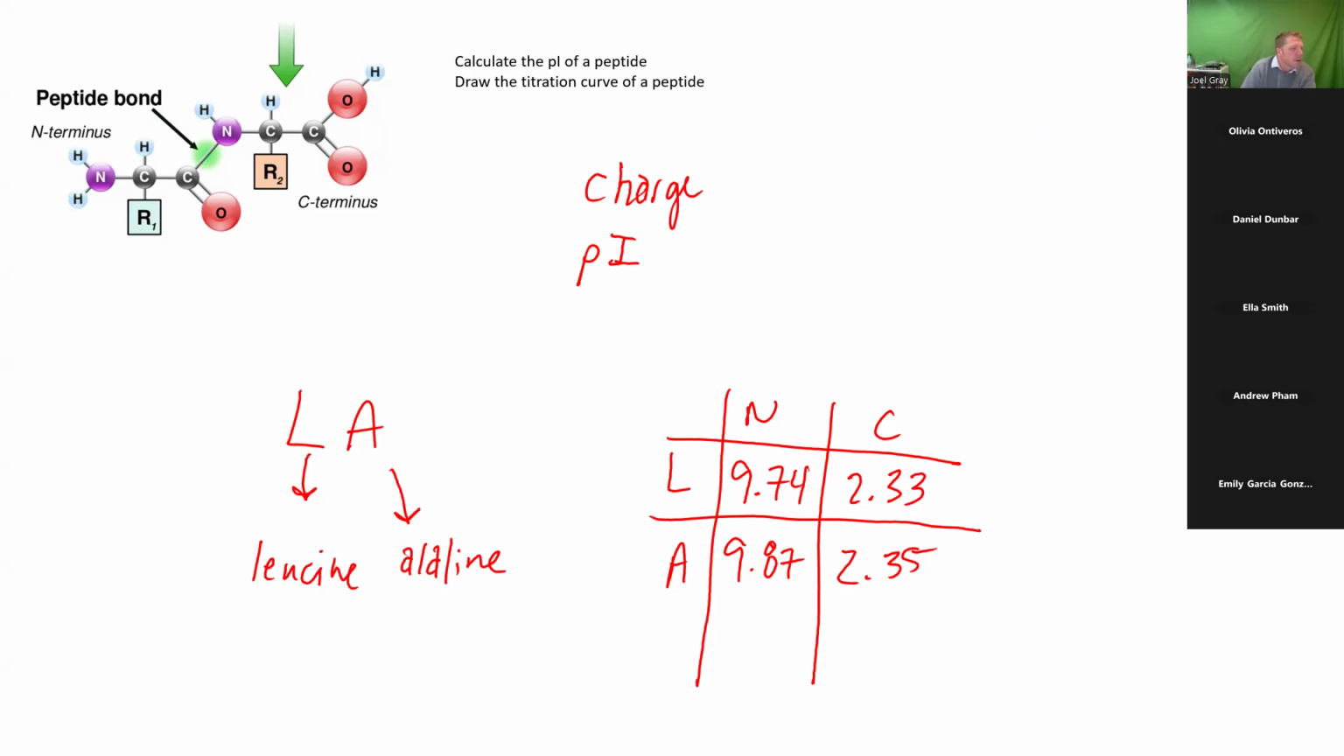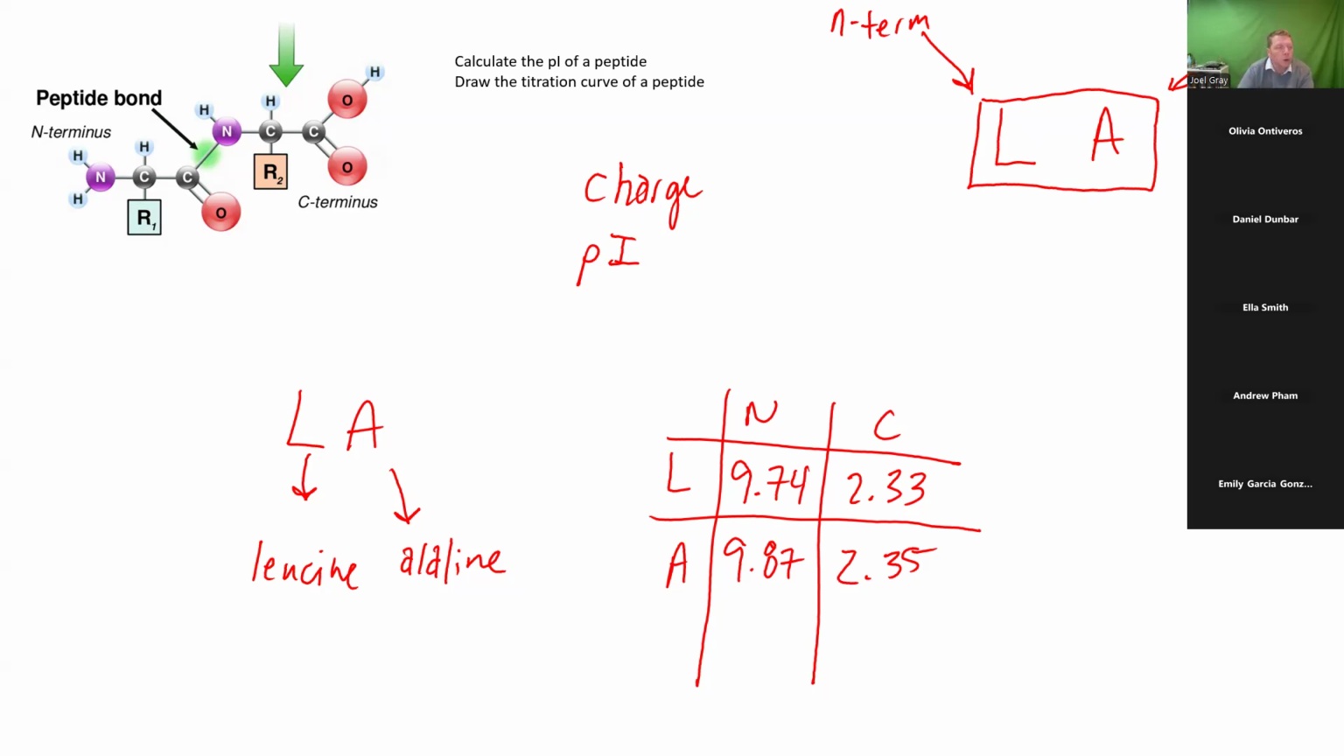So anyway, we've got leucine and alanine. Now, what I always like to do is draw out my peptide without actually drawing it. What I'm going to do is put this nice little box around it, and this is my way of visualizing my dipeptide. This is my N termini, and this is my C termini.